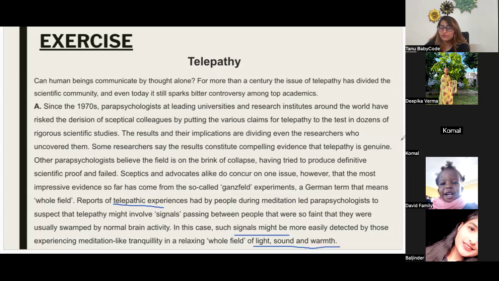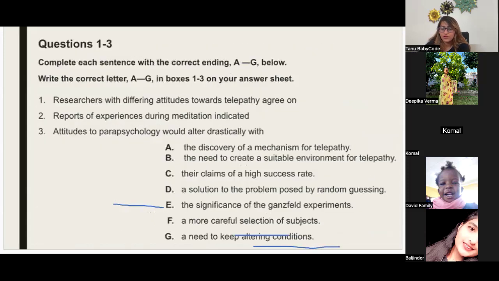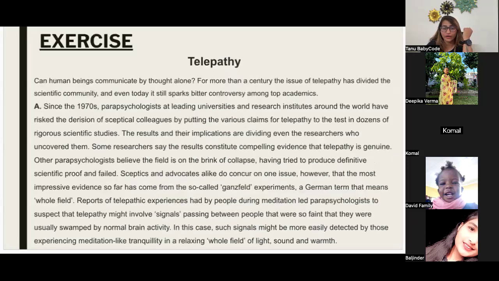So that means they're looking for more altering conditions, right? They're looking for more altering conditions. Yes, everyone, clear? They're looking for a whole field to relax, of light, sound, and warmth also. Clear? Any doubt in the second one?